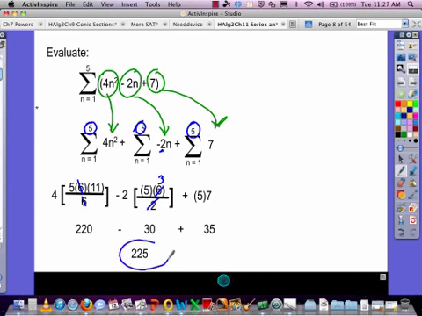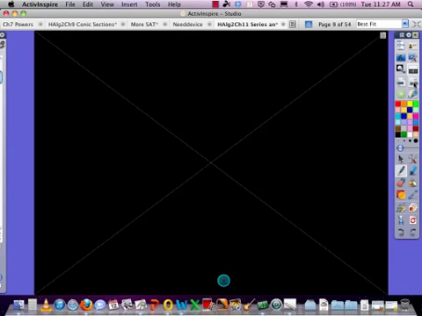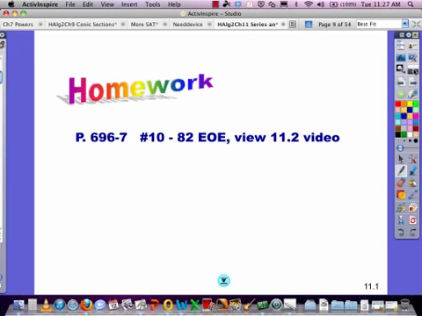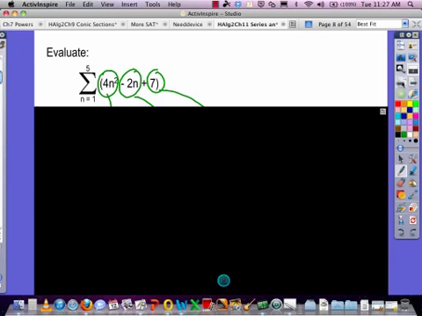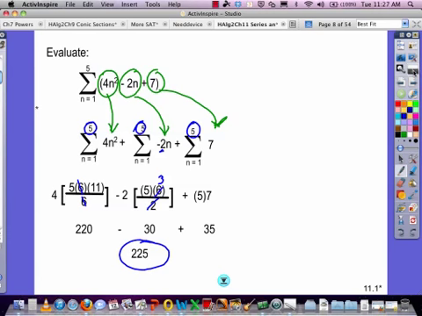Add it all up. The sum of the terms in this equation added up, going from 1 to 5, when k is 1 to 5, would be the value 225. That's what we're looking at. So there's the work that you were supposed to see on that one. And that's all we're going to need.